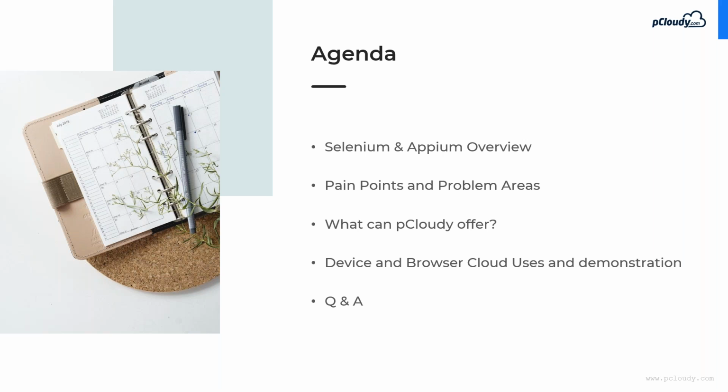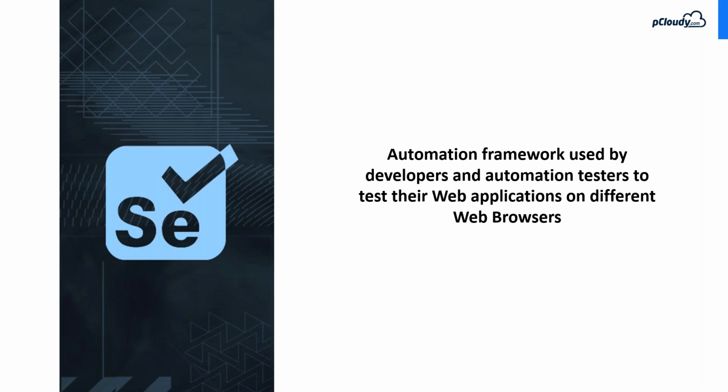We'll start with a quick overview of what Selenium and Appium are, followed by some of the problematic areas and pain points these solutions have, on both the Selenium side as well as the Appium side. And what help can pCloudy offer you to counter these pain points and problem areas that we see in these automation tools? We'll also look into the device cloud as well as the browser cloud, followed by a demonstration on both platforms. Then we'll have a quick Q&A, and then we'll wrap up the session. So that's the quick agenda. Let me just get started.